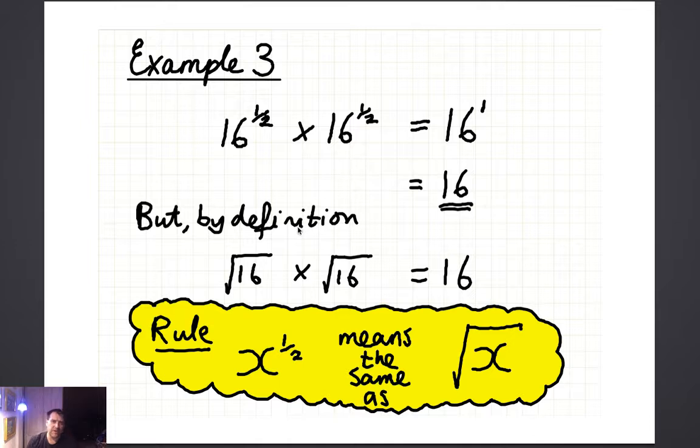But we know that by definition, the square root of 16 multiplied by the square root of 16 gives you 16, because that's what a square root is.